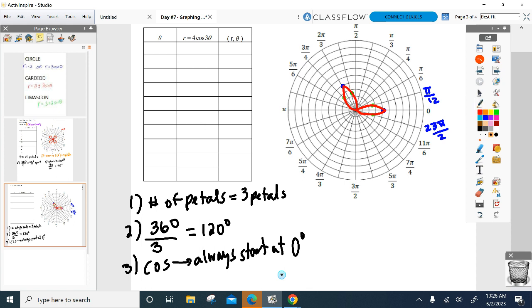Where's that last petal going to be? 4 pi over 3 should be that last petal. 1, 2, 3, 4. 2.8 on each side. Toughest thing is knowing it's a rose curve and then remembering your rules, because calc's probably not going to help you too much.